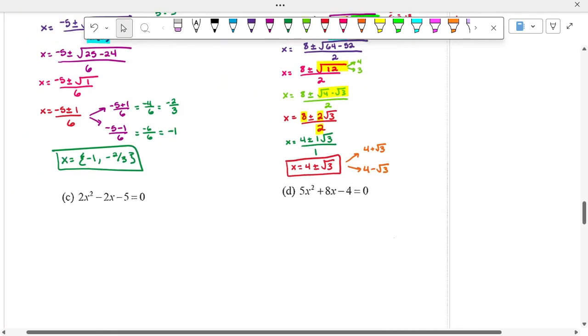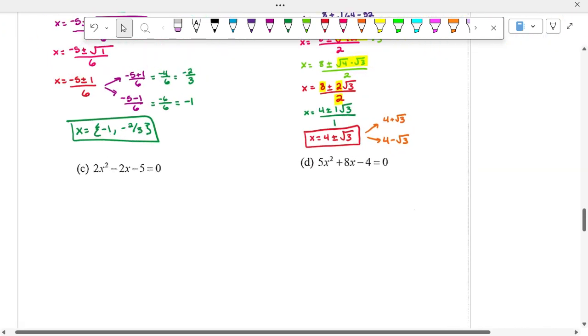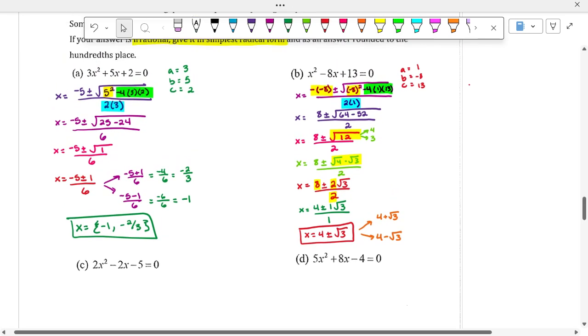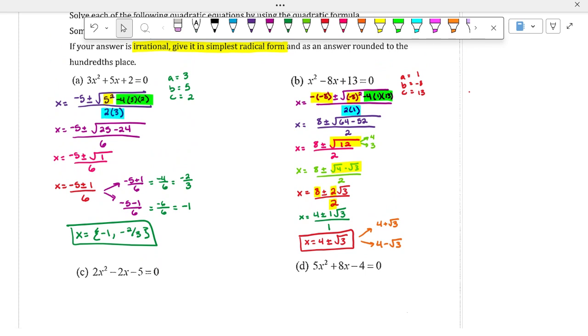All right, I want you guys to try letter C on your own. So I'll leave up these 2 problems as references, but I want you to try letter C on your own. Start by identifying your A, B, and C. Put it into the formula. Don't do any simplifying yet. And then start simplifying different pieces. I left both of these up, irrational and rational, for reference.